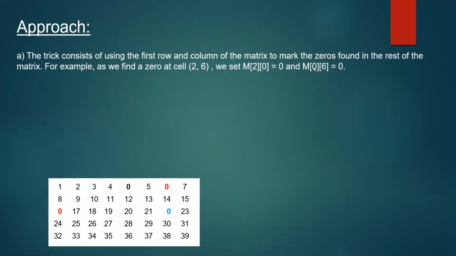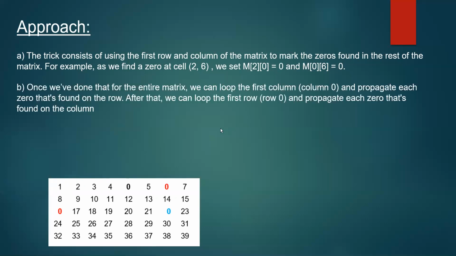as 0, and you can see M[0][6] is the 0th row, sixth column. We are going to set it to zero as well. So whenever you find a zero element, its corresponding first row cell and its corresponding first column cell, we are going to mark them as zeros. That's how we indicate to set zeros accordingly. The next thing we are going to do is this for all the elements in the matrix, and finally we'll loop through the first column and propagate each zero that's found on the row. And after that we loop through the first row as well, and propagate each zero that's found on the column.